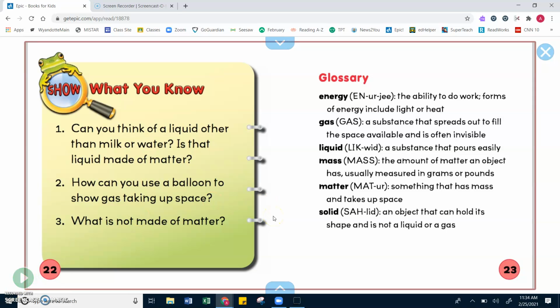Now you're going to go back to Seesaw and you are going to complete slides 2 through 9 and determine what objects are made of matter and what type of matter. Is it a solid, a liquid, or a gas?